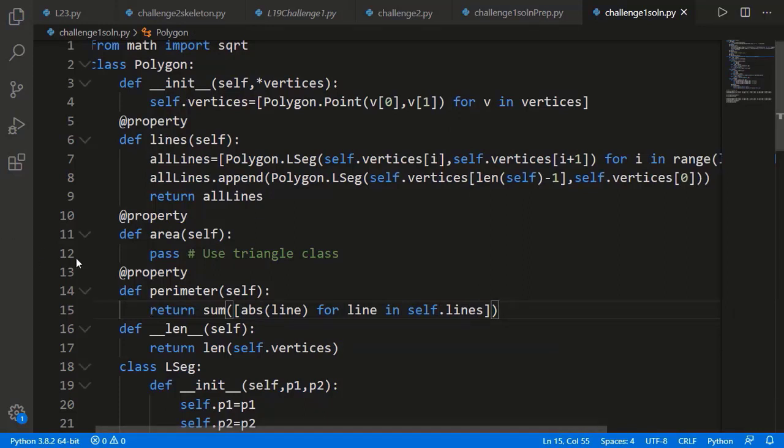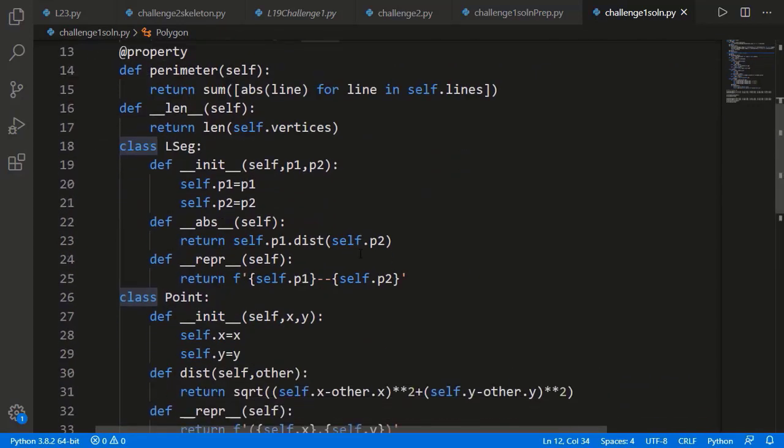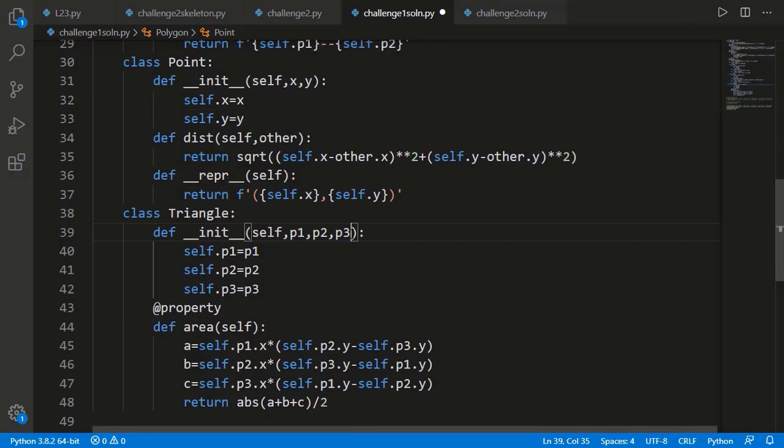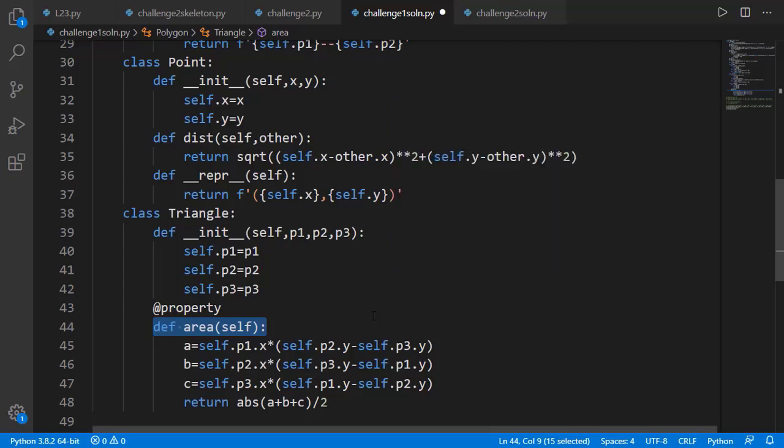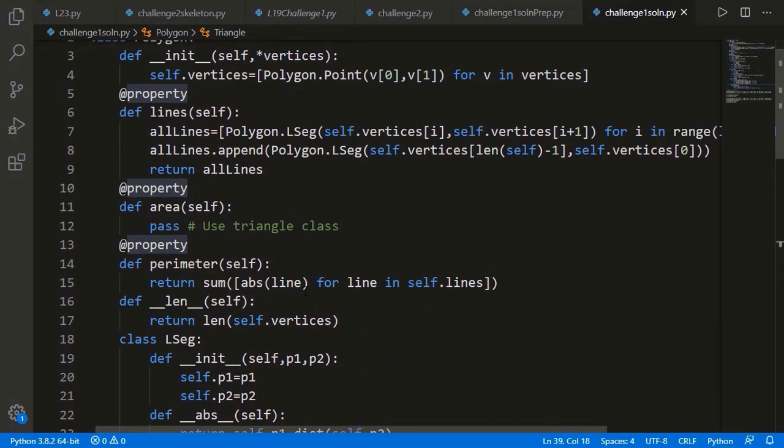Then for the area calculations, we said that we will split a polygon into different triangles and sum up the areas of those triangles. For that, I have created this triangle class, and it's quite simple to understand. In the init method, we are providing 3 vertices of the triangle, and then there is the property for area. Using triangle geometry, the simplest way to find the area from 3 vertices is by using this formula. So it is calculated in this function and returned.